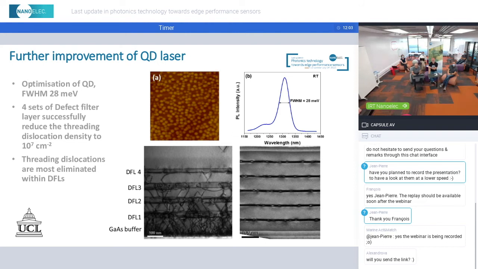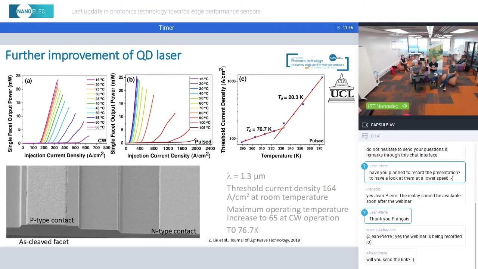And at the bottom right, you have a cross-section of the indium arsenide quantum dots, which are embedded in the InGaAs layers. So you see that at the scale of this image, there is no threading dislocation crossing the active region. With all this optimization, we have recently improved the laser performances, and you have here the single facet output power as a function of the injection current density.